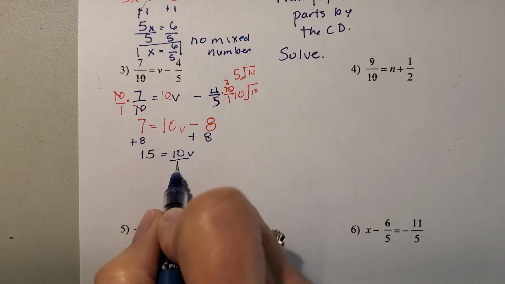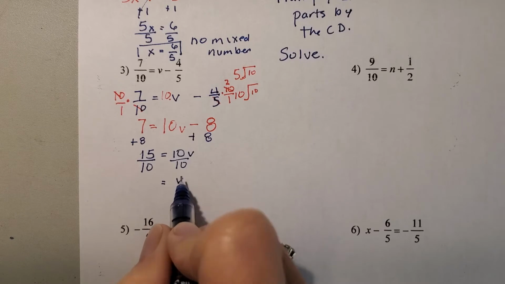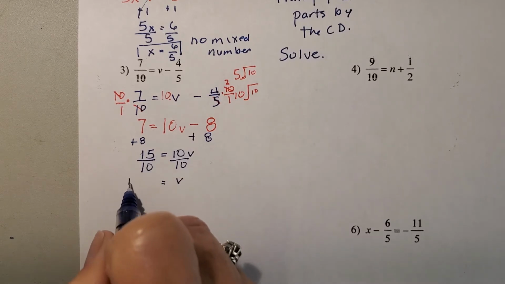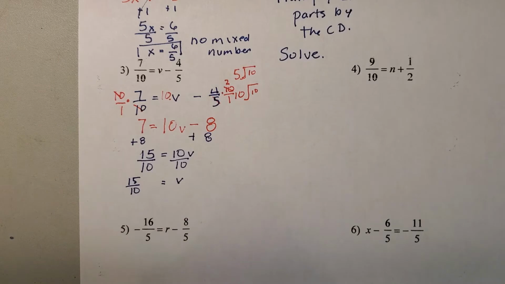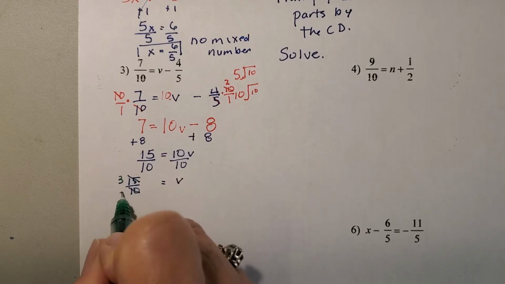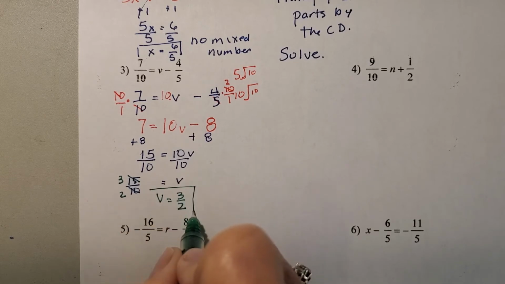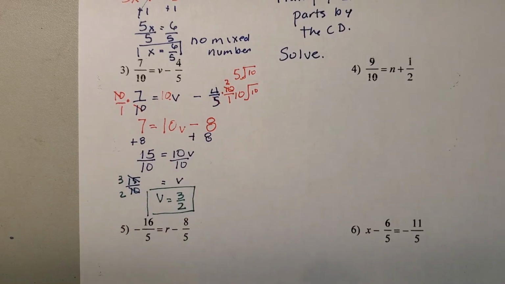V is multiplied by 10, so we would divide by 10. And we would just get v equals 15 over 10. You should always try and reduce it. So what number goes into both 15 and 10? That's 5. So 5 goes into 15 3 times. 5 goes into 10 twice. So we get v is equal to 3 over 2. When there's fractions in the equation, you don't always get a fraction for an answer, but sometimes you do.